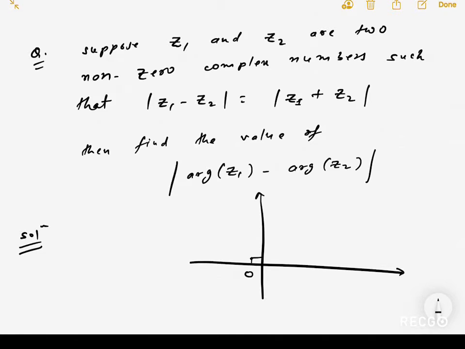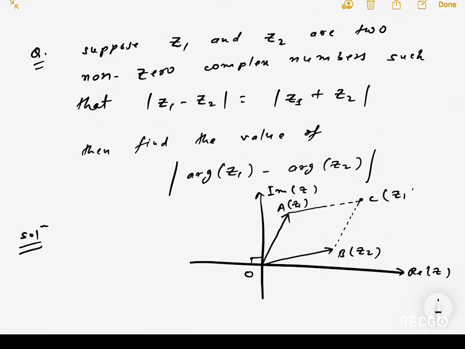Let's see the solution. Let's say this is the horizontal axis and this is the vertical axis, and of course the horizontal axis, as we know, is the real axis, and the vertical axis is the imaginary axis. Now let us assume two points, one with affix Z1, other with affix Z2, and let us complete the parallelogram, as we do in the case of vectors. So this is point A with affix Z1, other is point B with affix Z2, and let's say this vertex is C, so this is basically the resultant, Z1 plus Z2.